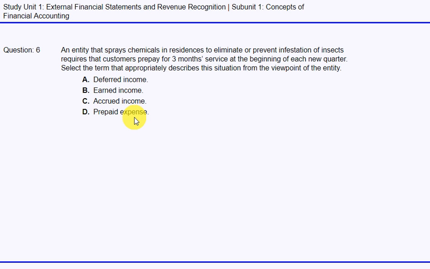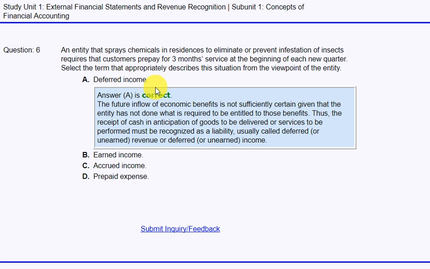This is from the expense side. Prepaid expense like insurance. Insurance is paid in advance for the coming period. So since we're talking about the receipts, it's about income. So out of A, B, C, it's A. Deferred income because we have received the money but we have not yet served. It is also called unearned income.